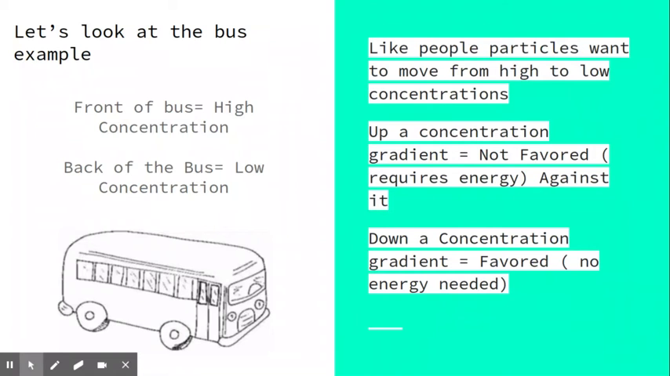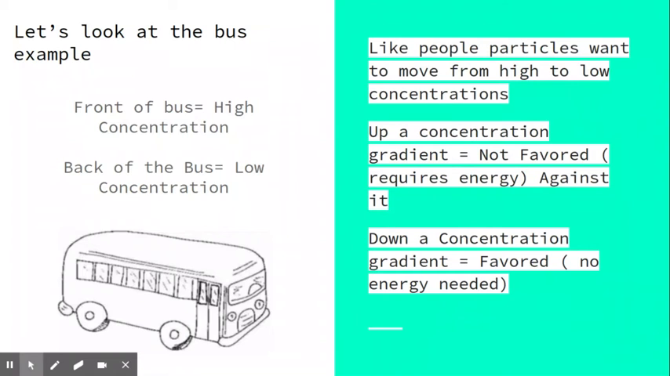If I see something is going up a concentration gradient, it means it's not favored. It requires energy. Think of climbing stairs. It takes way more energy to climb stairs than it does to quickly run down them. So when you are moving up a concentration gradient, it's harder, so you need a little extra energy to do it. Sometimes we call this against a concentration gradient, meaning you're fighting to get across. So that's some of the terminology you may hear.